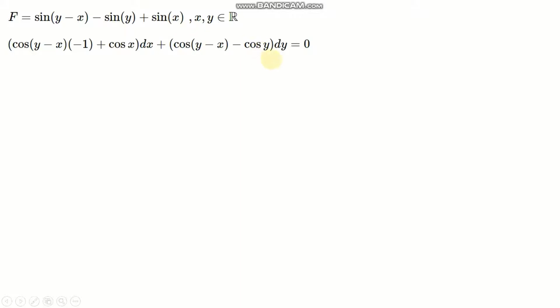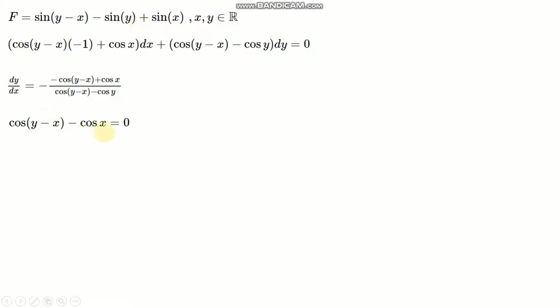Rearranging the equation, we have dy/dx equals negative [cos(y - x) minus cos x] all over [cos(y - x) minus cos y]. We must set dy/dx equals 0, which implies that the numerator must be equal to 0. cos(y - x) - cos x must be equal to 0. Our goal is to make this function only in terms of x.